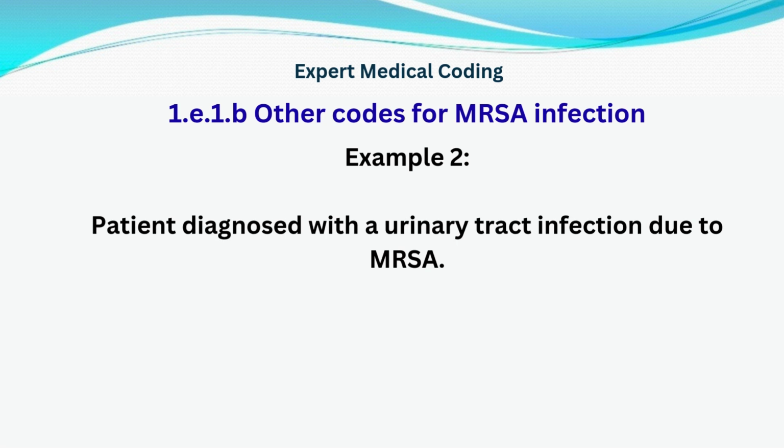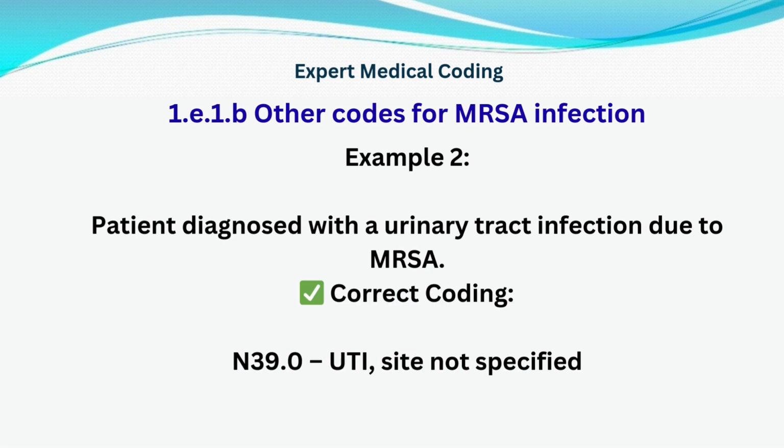Example 2, patient diagnosed with urinary tract infection due to MRSA. Here also, we have to code two codes. First code is N39.0, that is UTI, site not specified. And along with that, as this code is not covering the organism, we have to code a separate code for the organism, that is B95.62 for MRSA as a cause.